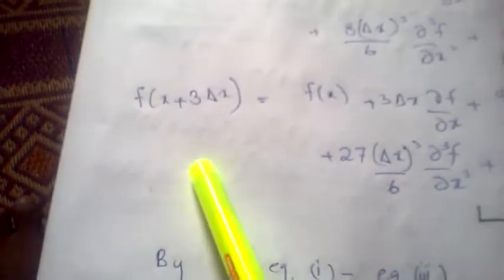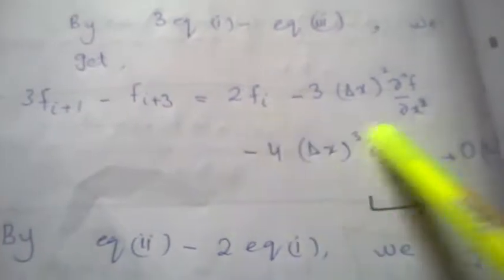Next, by using the same procedure, we will find the equation of f of x plus 3 times delta x by using the Taylor series, and this comes to be equal to f of x plus 3 delta x plus this expression plus this term and order of 3 delta x whole power 4, and mark this equation as equation number 3. Now, apply the mathematical operation 3 times equation 1 minus equation number 3. You will find this expression.